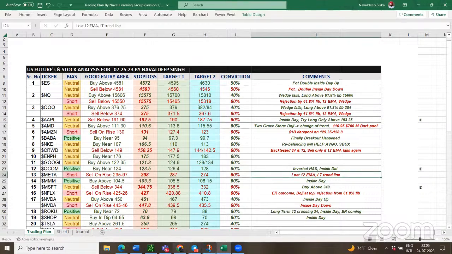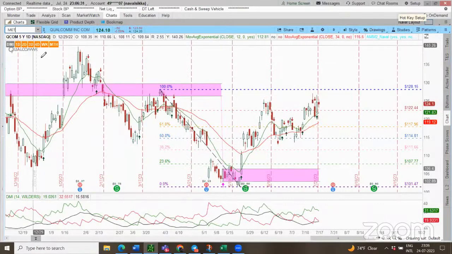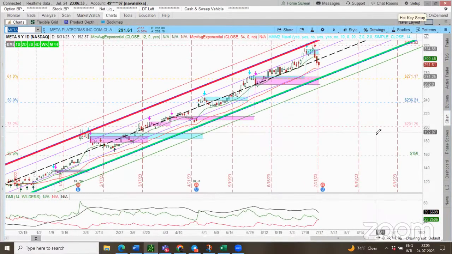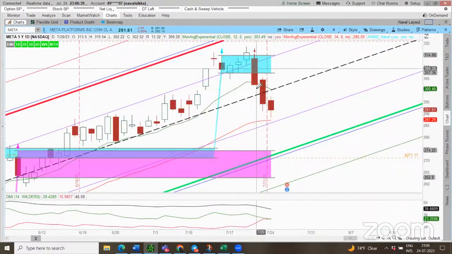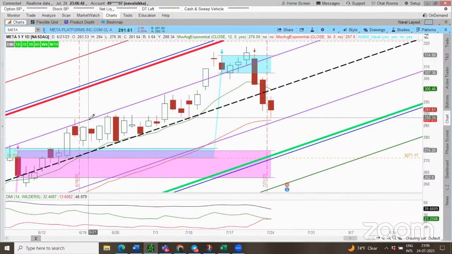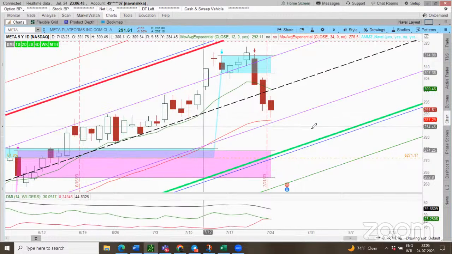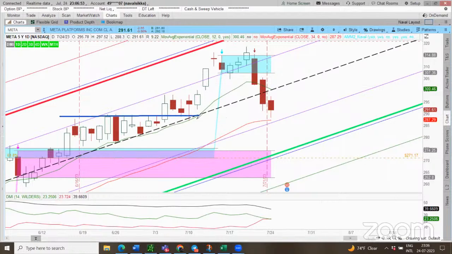Meta exactly filled the gap at the 287 area. Meta came down and it's now at that support area where it found resistance, it found support today. You see, it was finding resistance until here. Today, the same line provided the support. This was the support, this was the resistance. So always remember the previous line, and 287 was the 34 EMA. This is the first time it held on to 287.29.